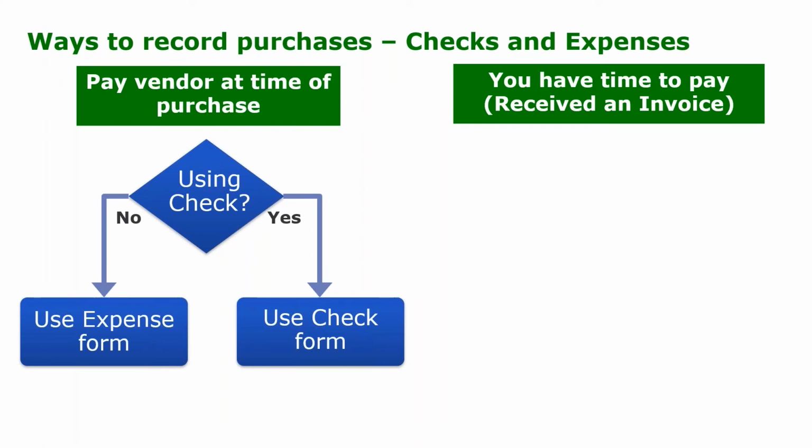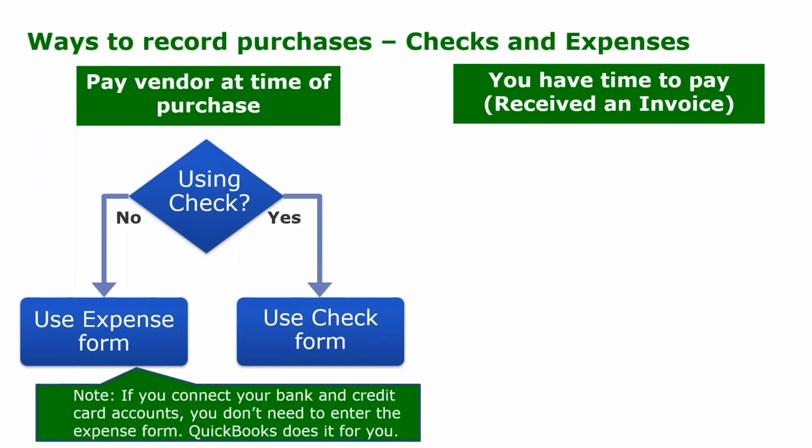And the reason why there's a difference is because the check needs to keep track of the check numbers. That's important for record keeping and making sure you're not having any problem with those, especially during your reconciliations. Expenses are different because you don't need to record those check numbers, and you also will never have to print out an expense. So if you connect your bank and credit card accounts, you will not need to enter these manually. That's one of the big benefits of using online banking. You can just download all of those debit card transactions, credit card transactions, ACHs, things like that.